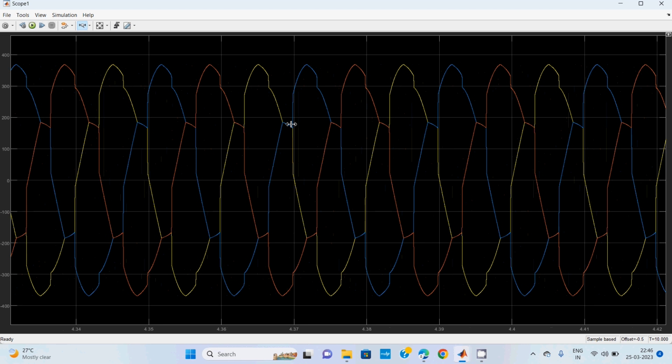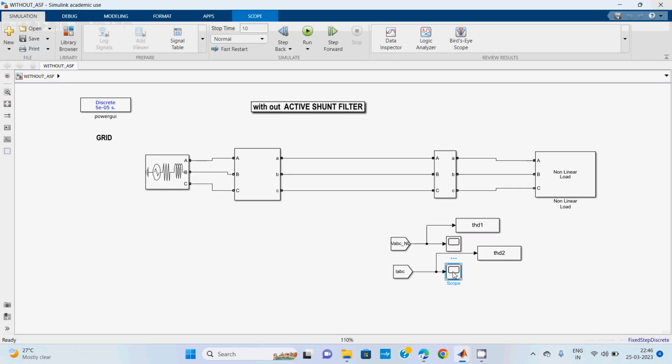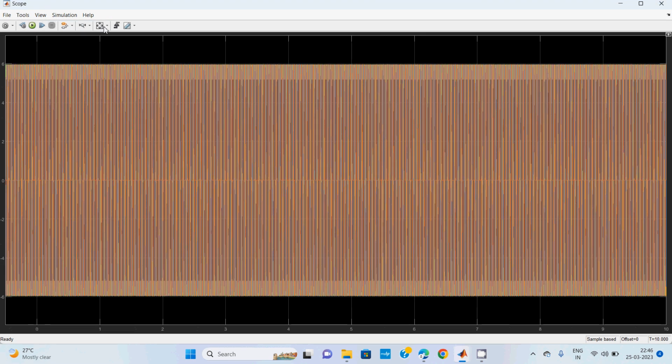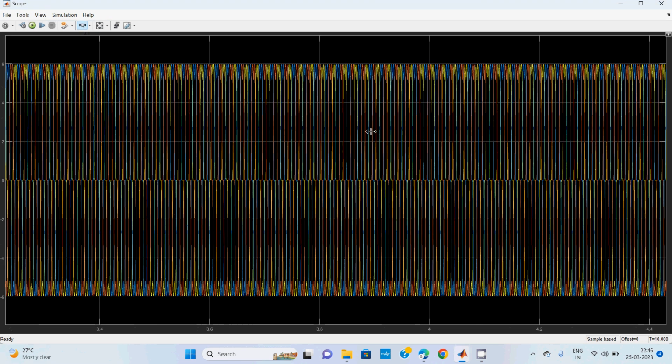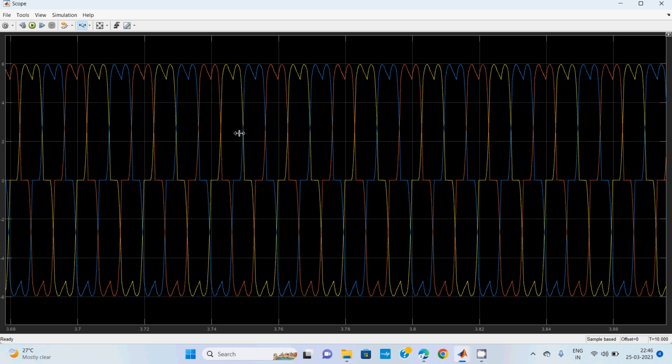So this is before the shunt active power filter is connected, and also the currents across the non-linear load. It is non-linear by using an RL load with a diode bridge rectifier. Diode bridge rectifier or else variable speed drives you can use, no problem. We can get this type of waveform. It will be a purely non-linear load.